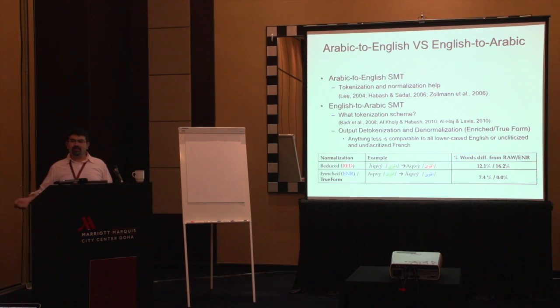But when you go from English to Arabic, your goal is to produce well-written Arabic. You cannot produce Arabic that has all the tokens separated. So it's not as simple as just saying, I'm just going to flip my models. You have to do additional steps of de-tokenization. And there are several publications that I'm citing there that looked at the question of what is the right scheme to use in that direction, and how you enforce a particular form.